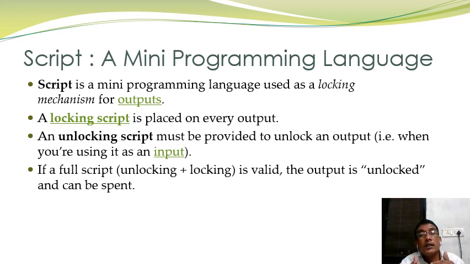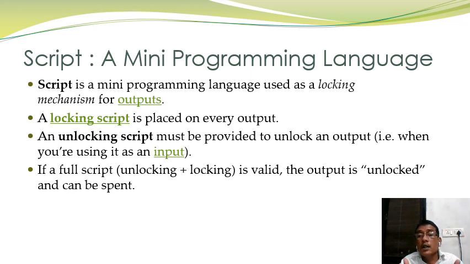So a locking script is placed on every output. Every output has the locking script, and when the output flows from one transaction to another transaction, then with that output there are two things: locking script and unlocking script. Locking script is placed on every output, and unlocking script is required to unlock the output. Until we unlock the output, this output cannot be used.